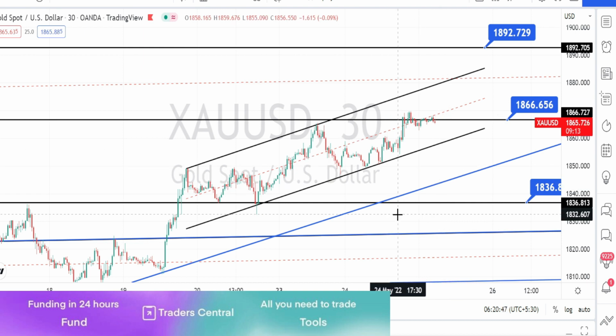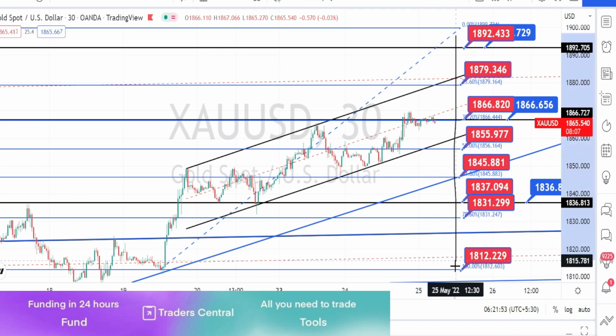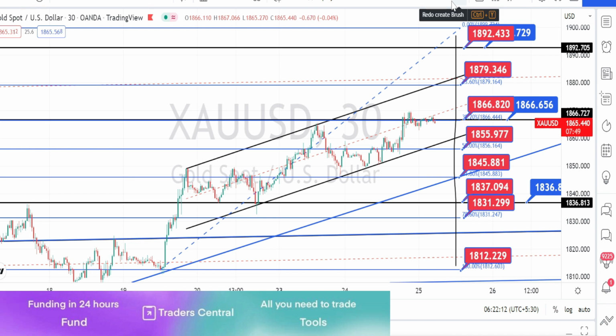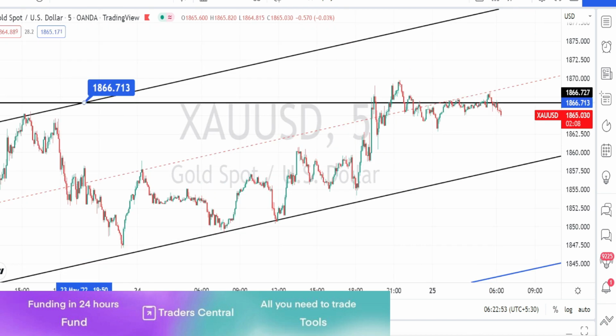Let us mark the support and resistance levels. So the values in red color boxes are the resistance and support levels for 30 minutes time frame. Let us do the analysis in 5 minutes time frame. I'm in 5 minutes time frame.